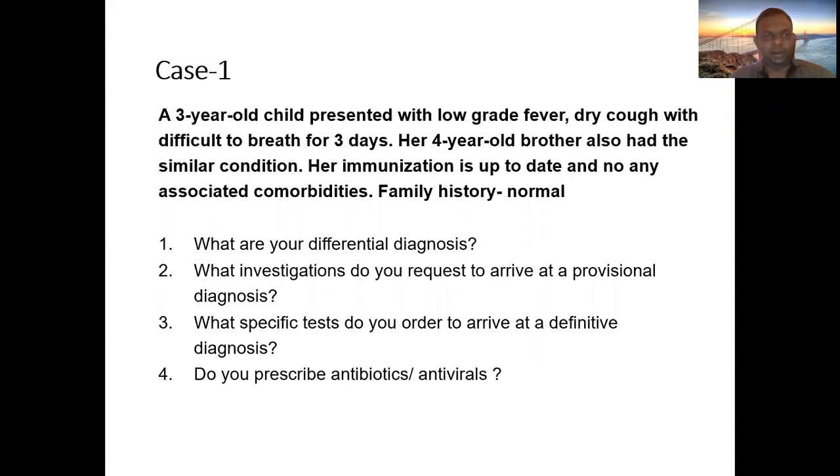Case: a 3-year-old child presented with low-grade fever, dry cough, and difficulty breathing for 3 days. So it seems an acute history. A 4-year-old brother also had a similar condition. The immunization is up to date and there are no associated comorbidities. Family history is also normal. Think, what are your differential diagnoses?